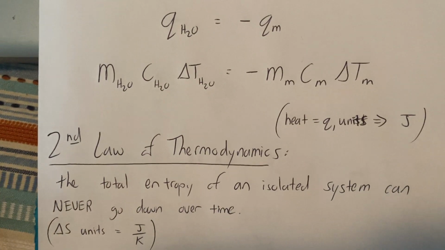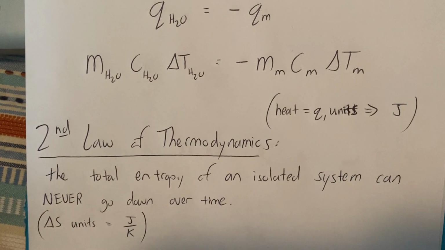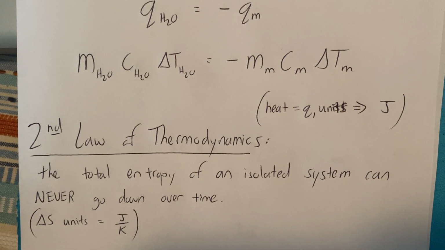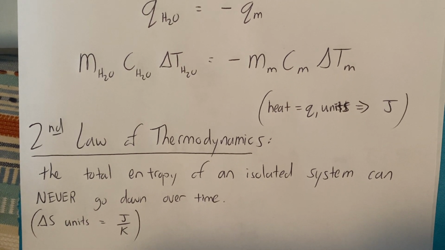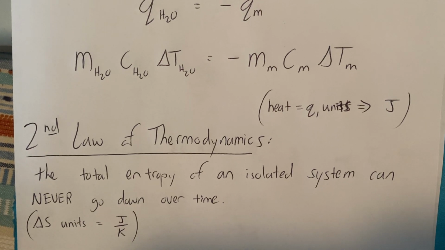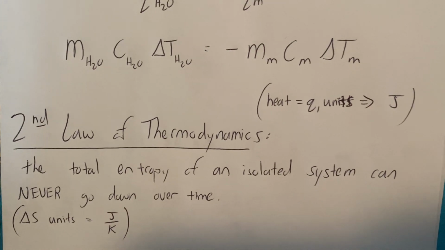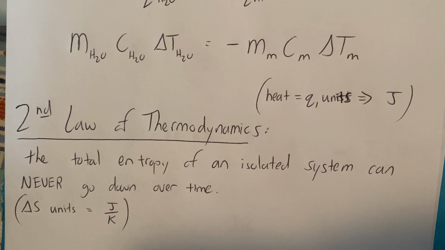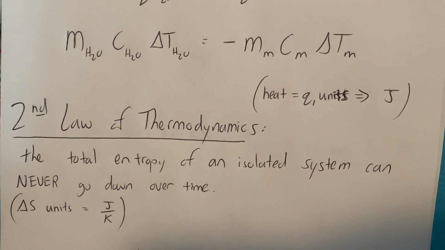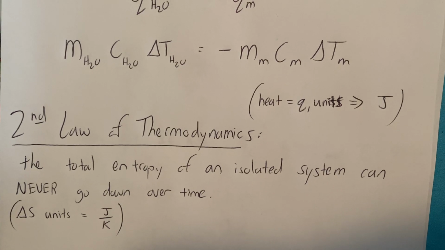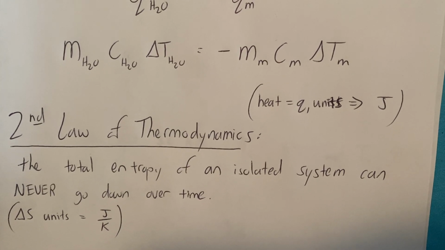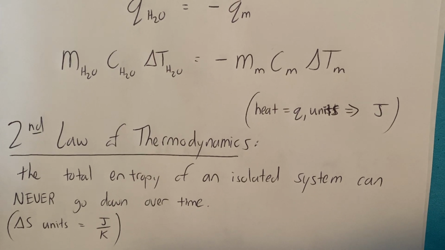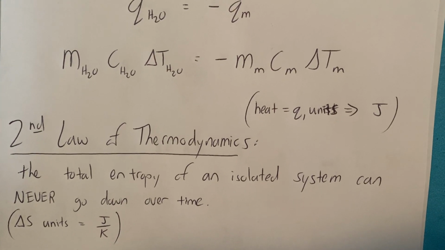So the second law of thermodynamics is all about entropy and disorder. The second law says the total entropy of an isolated system can never go down over time. That just means the measurement of disorder and randomness of any isolated system can only ever be increasing or stay constant, right? If it stays constant, it technically has to be reversible. It has to be able to go backwards, but it can never go down. It can never get more orderly, right?